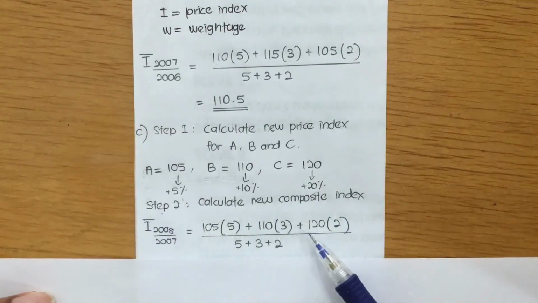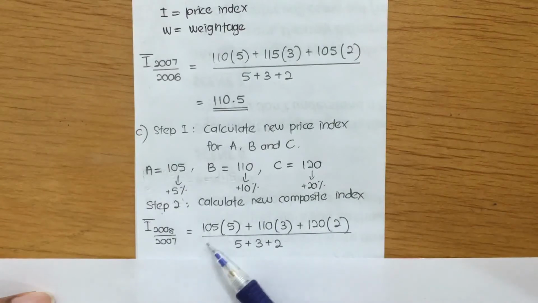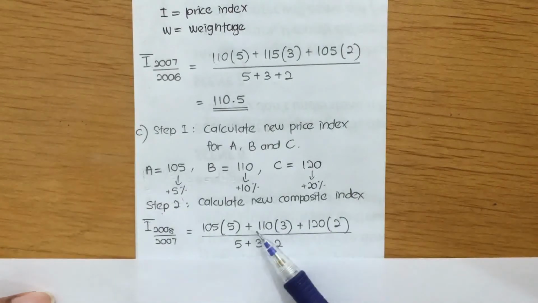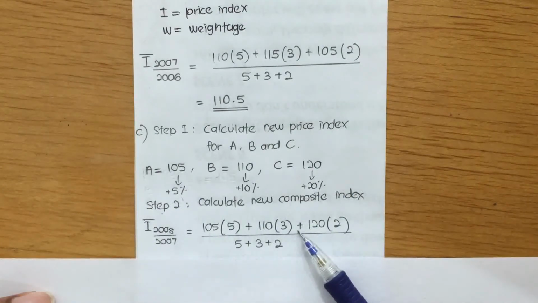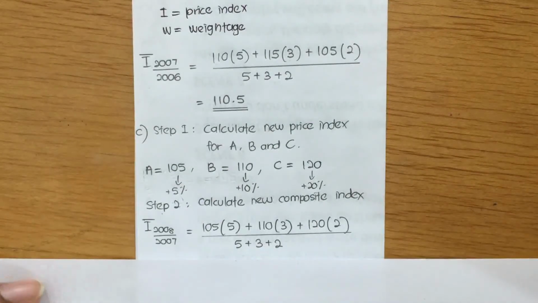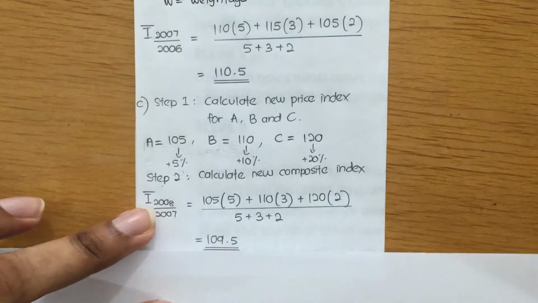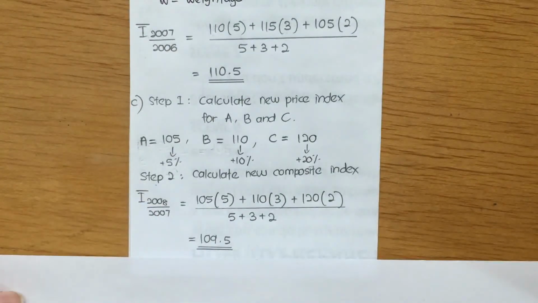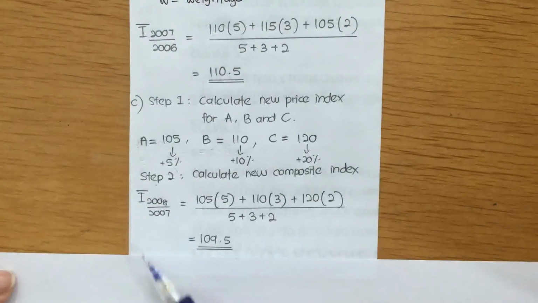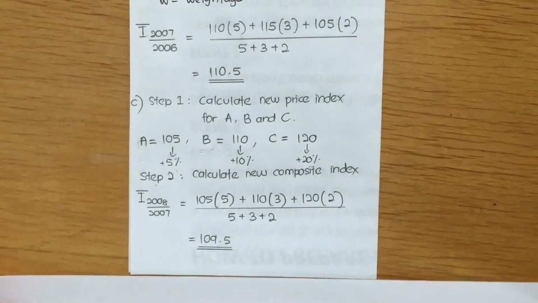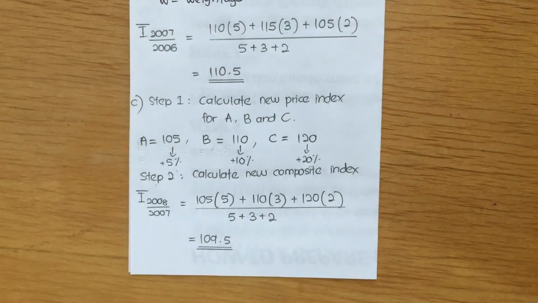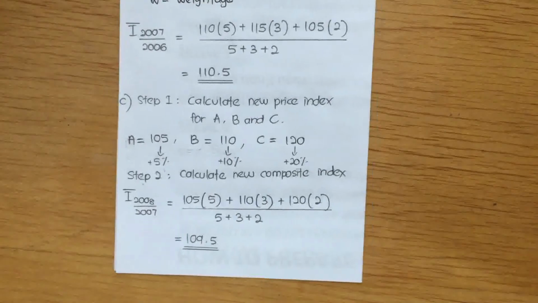With the same weightage, the formula is 105 times 5 plus 110 times 3 plus 120 times 2, divided by 5 plus 3 plus 2. You calculate this, you should get your answer 109.5. This is your final answer, guys. Let me turn back to the question paper for your reference, so please hold on for a moment.